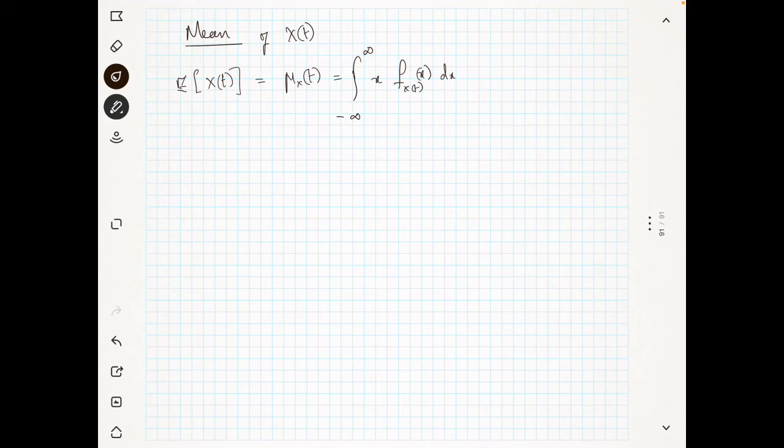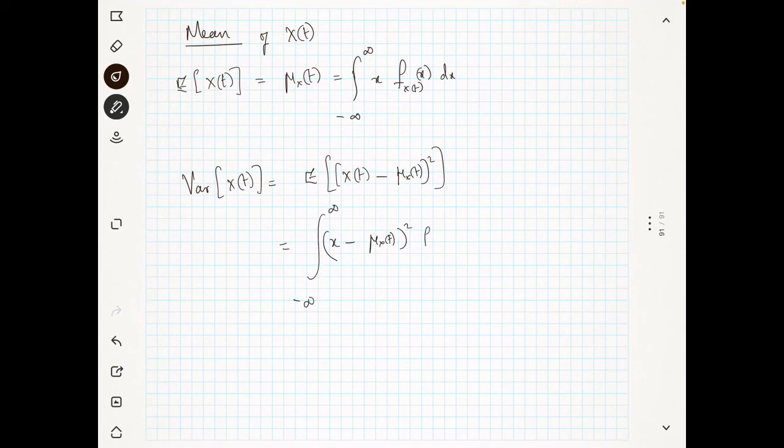And what about the variance of the random process? The variance of the random process x of t is nothing but the expected value of x of t minus mu x of t, and we have to square it and average. Averaging means expectation. So this is nothing but the integral from minus infinity to infinity of x minus mu x of t the whole square into f x of t of x dx. This is how you can find the variance of the random process. The formulas are almost the same.